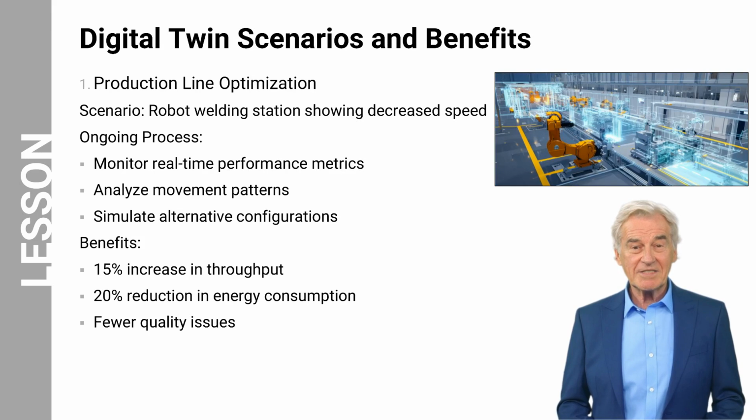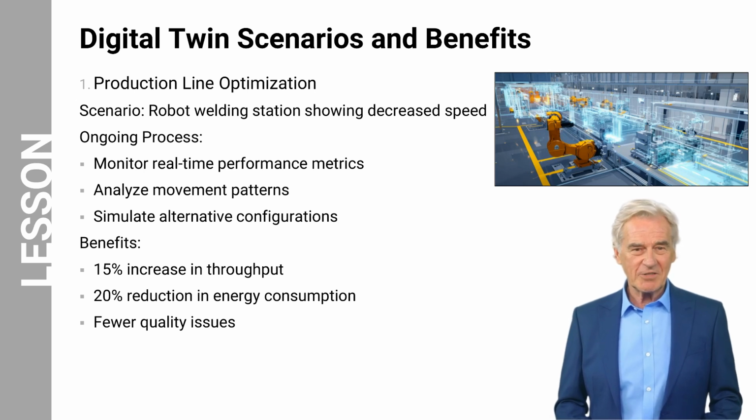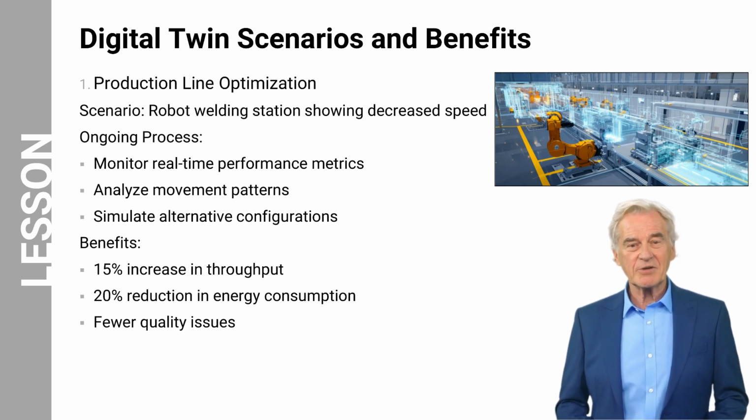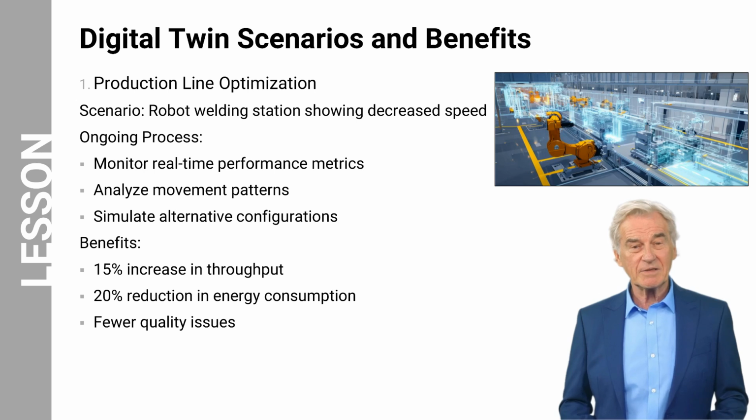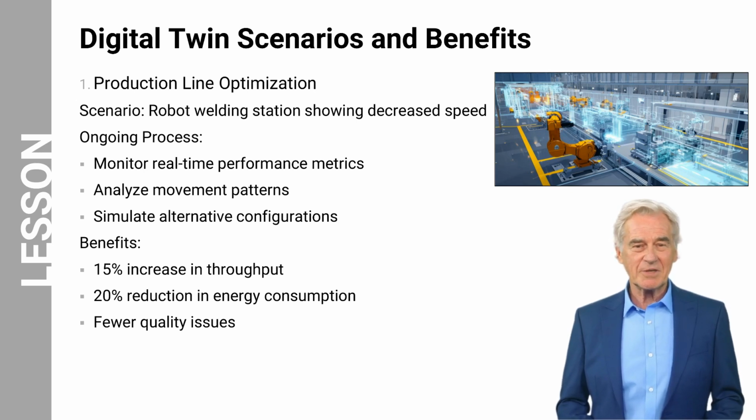Let us examine a practical scenario where digital twin implementation delivers measurable benefits in manufacturing. When a robot welding station shows decreased speed in an assembly line, the digital twin enables real-time monitoring of performance metrics, analysis of movement patterns, and simulation of alternative configurations. Based on typical industry implementations, this approach to production line optimization can yield significant results. In this hypothetical example, a 15% increase in throughput, a 20% reduction in energy consumption, and a noticeable decrease in quality issues.